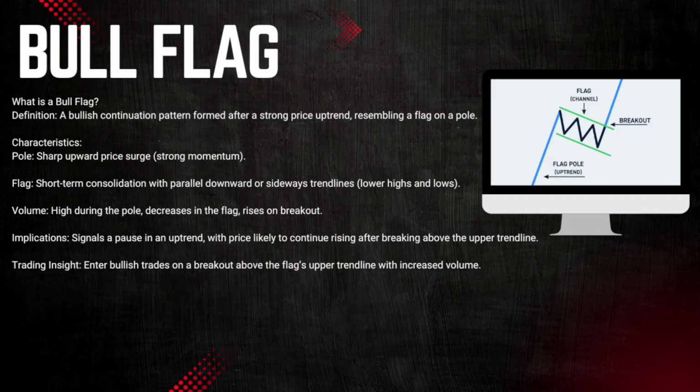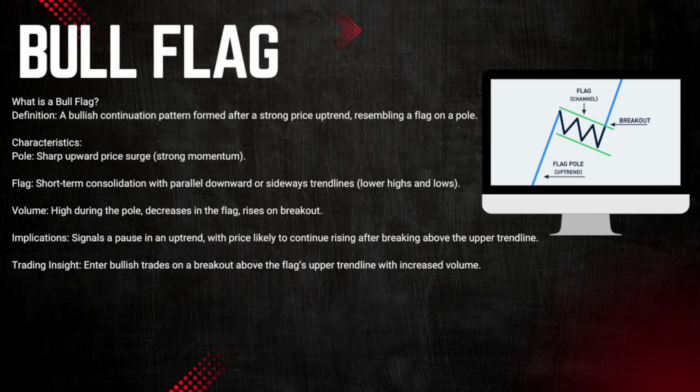All right, then we go to the bull flag. Basically the opposite again of the bear flag. It's a bullish continuation pattern formed after a strong price uptrend resembling a flag on a pole. Characteristics again, first you have the pole, so you want to be in a strong uptrend, and then you get a consolidation, you get a high, and then you get a low, then you get a lower high, lower low, lower high, and then you get this last dump here, and then you get a breakout over here, and usually it's a strong continuation pattern.